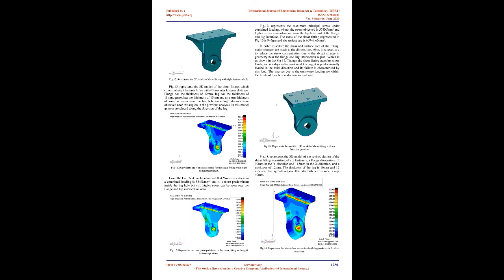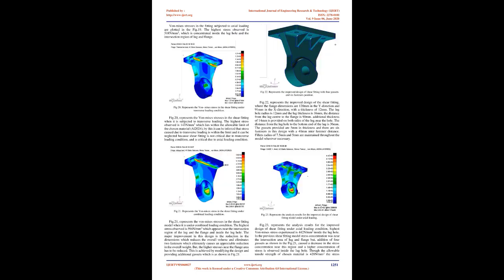17. Though the shear fitting transfers shear loads, and is subjected to combined loading, it is predominantly loaded in the axial direction and its failure is characterized by this load. The stresses due to the transverse loading are within the limits of the chosen aluminium material. Fig. 18 represents the modified 3D model of shear fitting with 6 fasteners position.